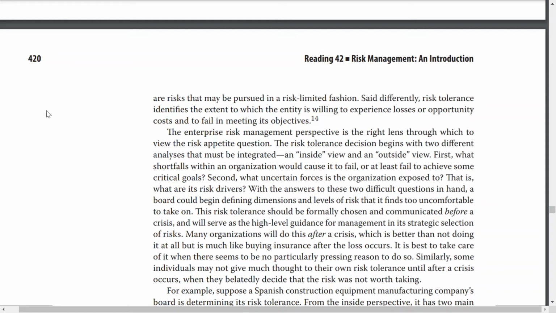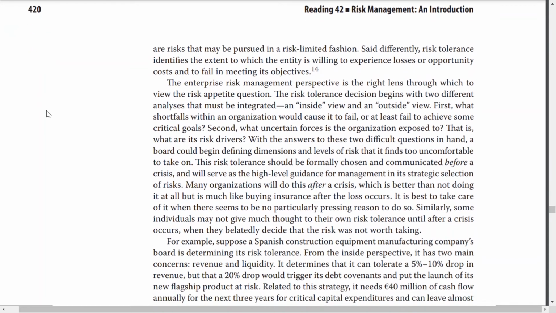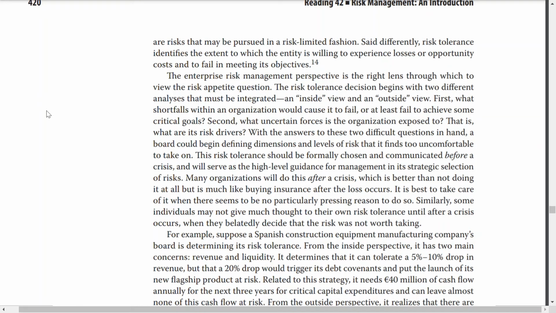The enterprise risk management perspective is the right lens through which to view the risk appetite question. This risk appetite decision begins with two different analyses that must be integrated, an inside view and an outside view. First, what shortfalls within an organization will cause it to fail, or at least fail to achieve some critical goals. Second, what uncertain forces is the organization exposed to. This is broad. It could be defining the level of risk that is found to be uncomfortable, which is better set before a crisis than after the loss.